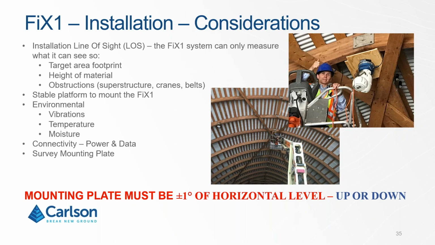If you're in an area and you set up the FiX1 and the material gets higher than the FiX1 or close to the FiX1, you're going to have a lot of shadows behind that material that the FiX1 can't see over or through. And also obstructions. A lot of these might be on active mine sites, or they might have different types of feedings or cranes or belts or conveyor belts running through the scene or through the field of view. You have to make sure that you have the optimal placement of the FiX1 so that those obstructions are minimized. Because if you can't see it, the FiX1 can't see it, and if the FiX1 can't see it, it's not going to measure it.